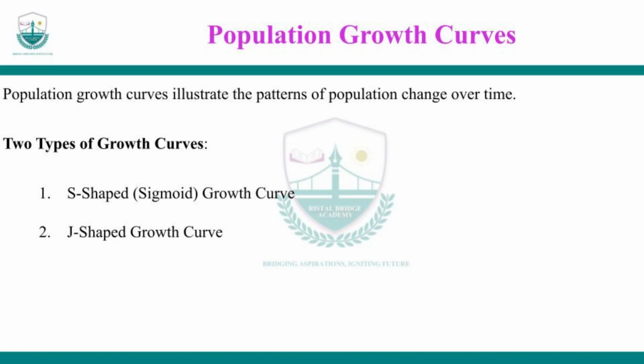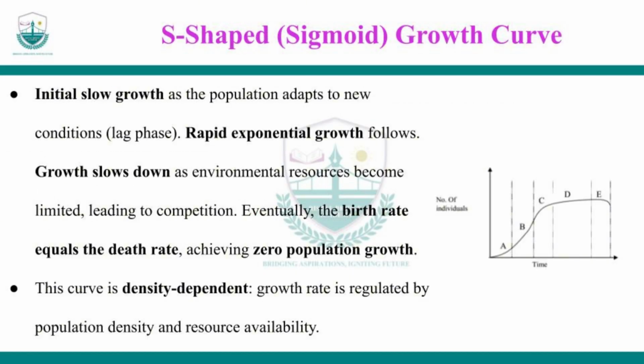Let's start with the S-shaped growth curve, also known as the logistic growth curve. Here's what happens. First, there's slow initial growth. This is the lag phase, where a small population is adapting to its new environment. Then, we see a rapid increase in numbers as reproduction accelerates. This is the exponential phase.